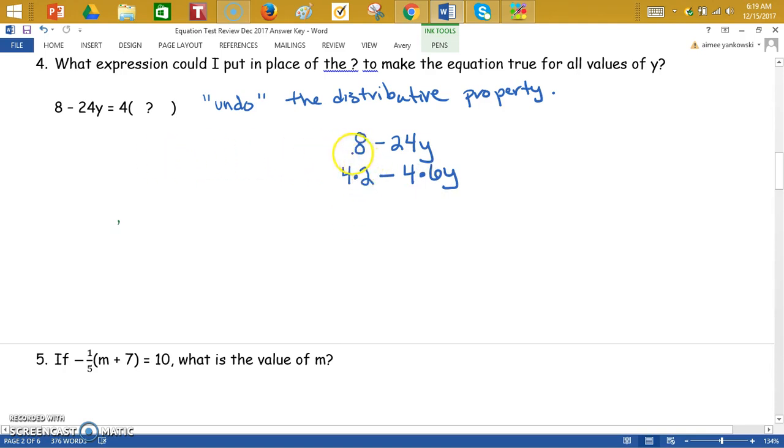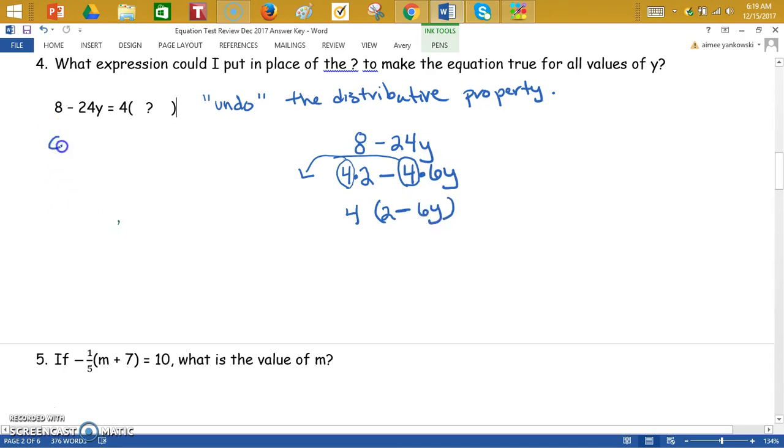Some students find if they rewrite their given expression, keeping in mind what needs to be pulled out in front, it's easier for them to see what will be left within the parentheses. So now that I've written 8 as 4 times 2, kept my minus sign, written 24 as 4 times 6, kept my y, I can undo that distributive property by just pulling that 4 out in front. I just look and say, what's left within my parentheses? Well, I still have a 2, a minus sign, and a 6y.